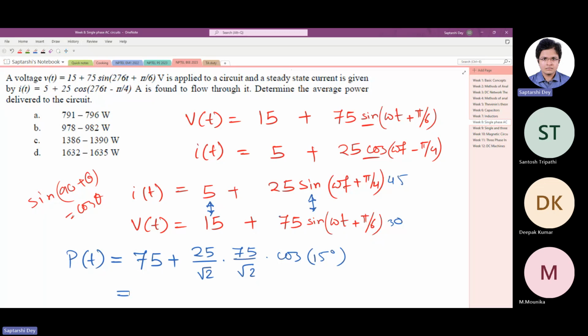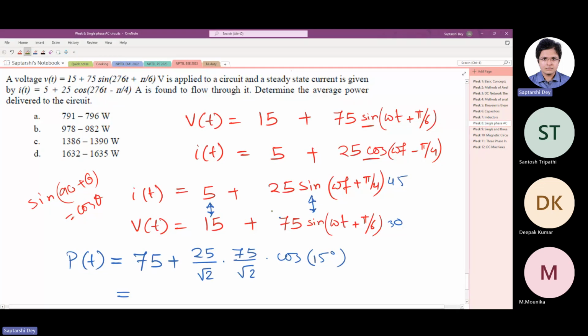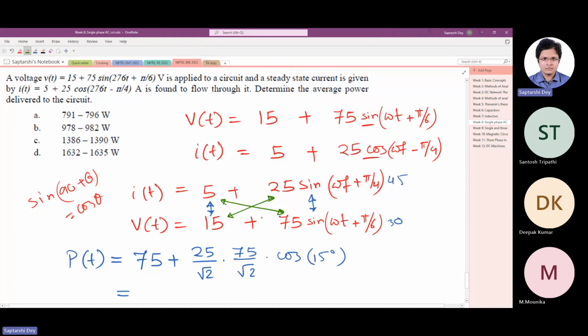Is it clear that we don't have to consider interaction between this and this? I am telling you again and again, do not think that there is no power because of the interaction between them. There is power, there is pulsating power, and the average of that pulsating power is zero.